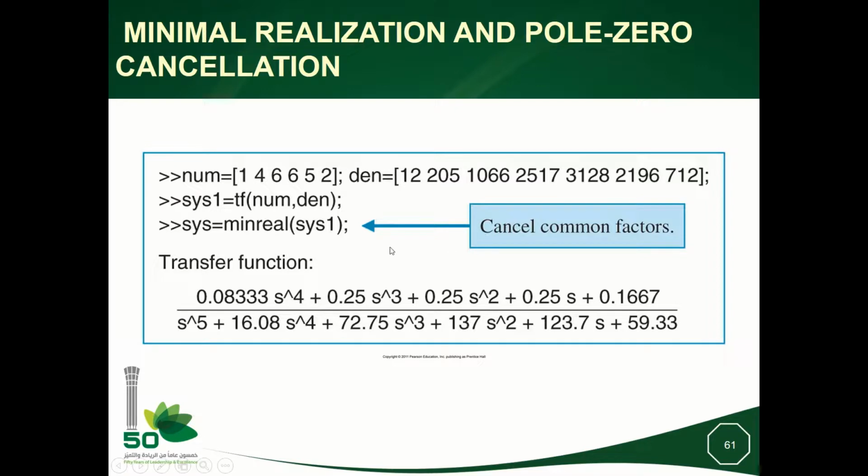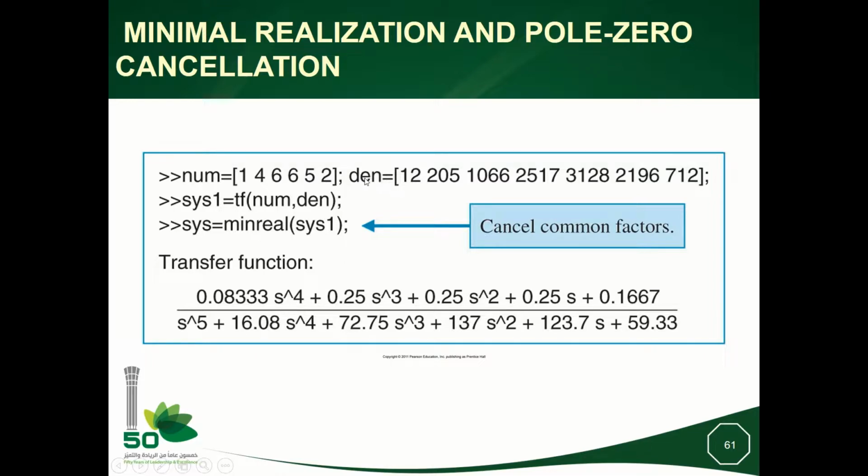Sometimes we may have poles and zeros that are equal. If they are equal, we may reduce the order of the transfer function by simplifying the zeros with the poles. And this is why we have here in MATLAB a command, minimal realization of systems, that can simplify for us the transfer function if we have a zero-pole cancellation possibility.